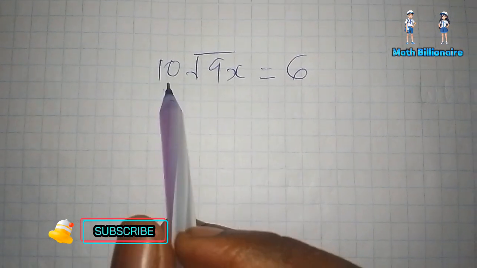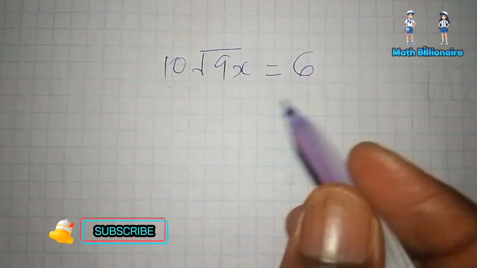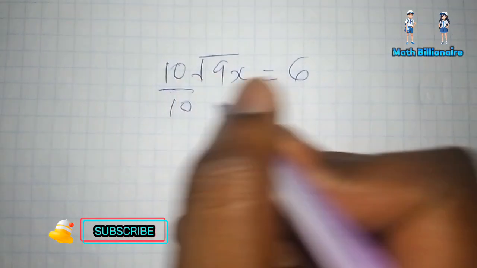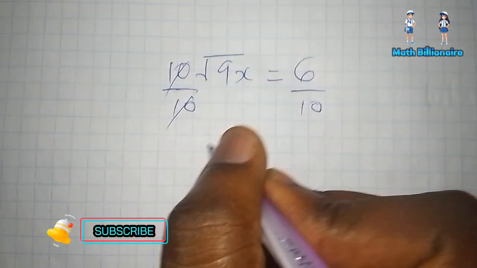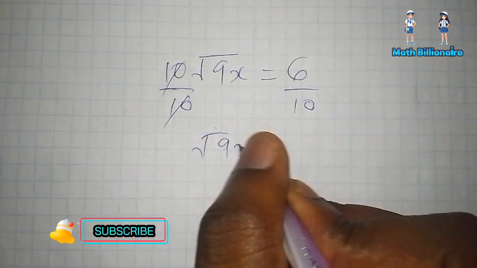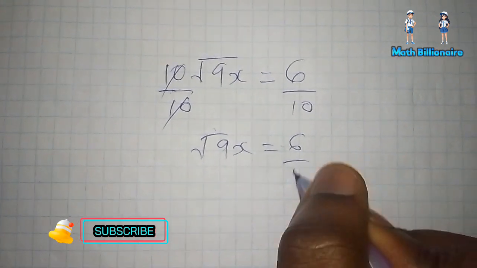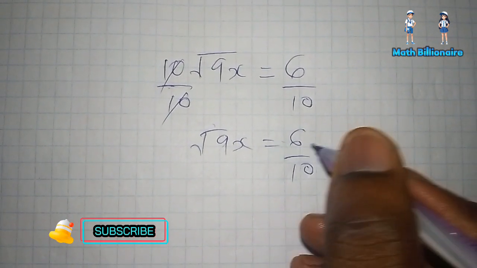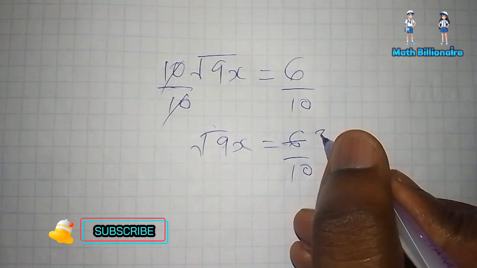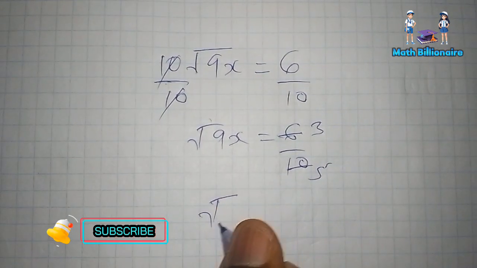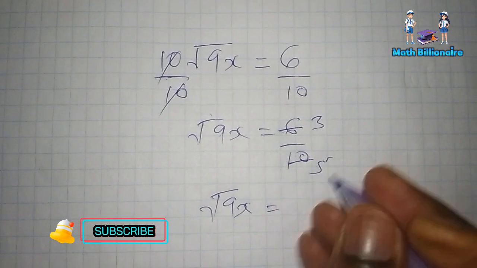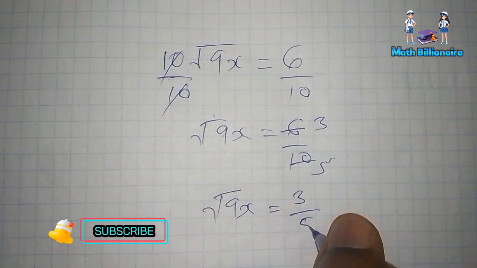Hello everyone, 10√9x = 6. So we shall divide both sides by 10. So here we shall now have √9x = 6/10. So from here we simplify. Let's take 2, 2 times 3, 2 times 5. So the square root of 9x is equal to 3/5.